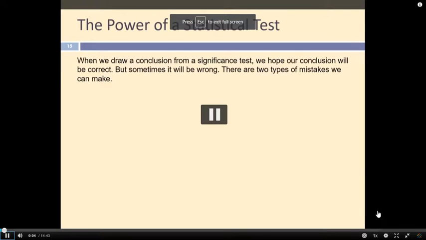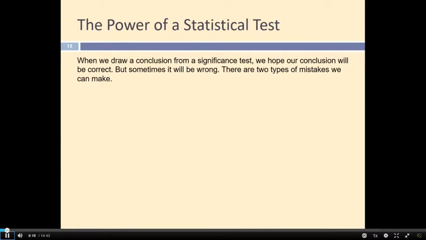The power of a statistical test. When we draw a conclusion from a significance test, we hope our conclusion will be correct, but sometimes it will be wrong. There are two types of mistakes that we can make.